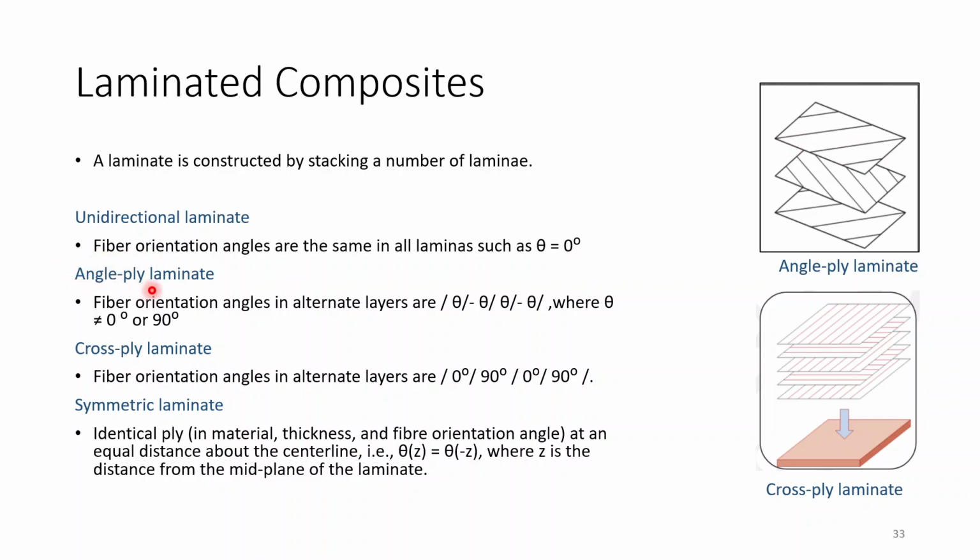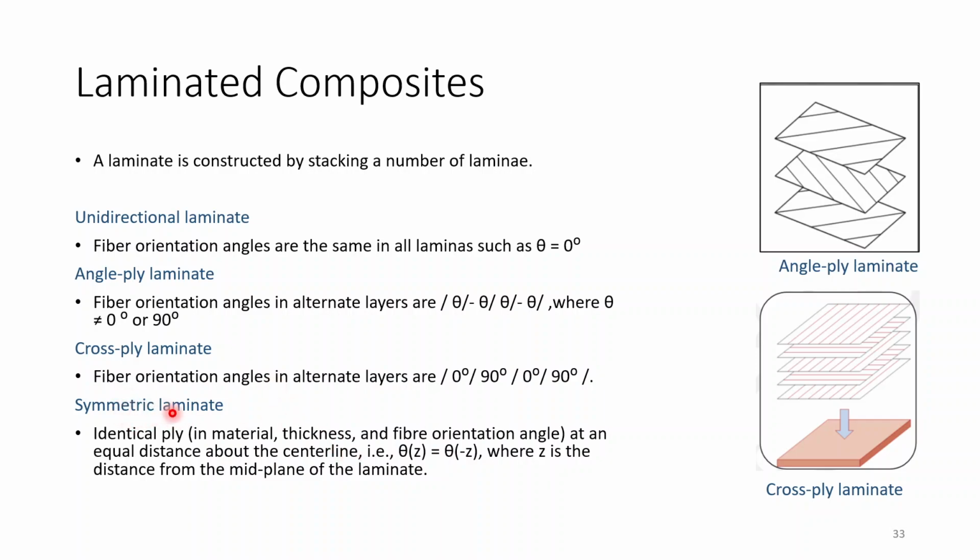Second, you have the angle ply laminate. In this case, the fiber orientation angles in alternate layers are theta, minus theta, theta, minus theta, where theta equals 0 degree or 90 degree. Cross angle ply is shown here. And in the cross ply laminate, you change direction by 90 degrees, so fiber orientation angles in alternate layers are 0 degree, 90 degree, 0 degree, 90 degree.